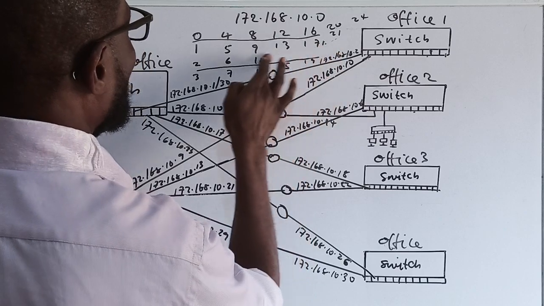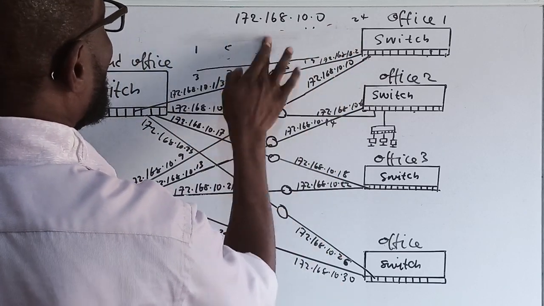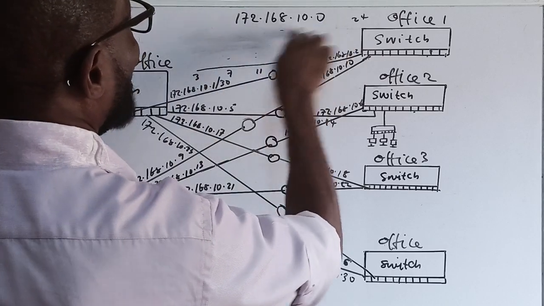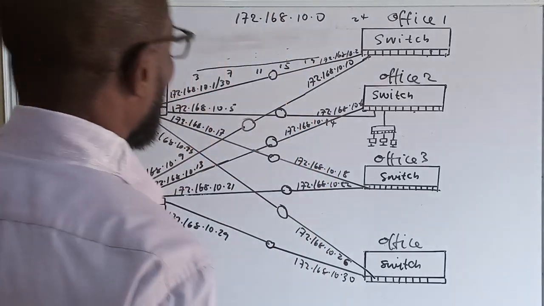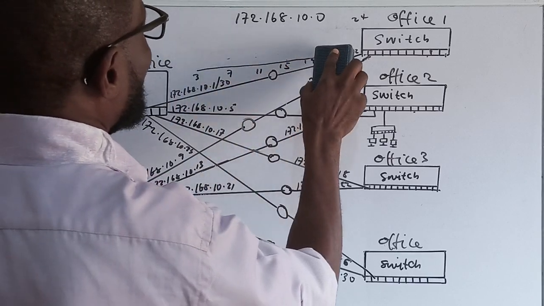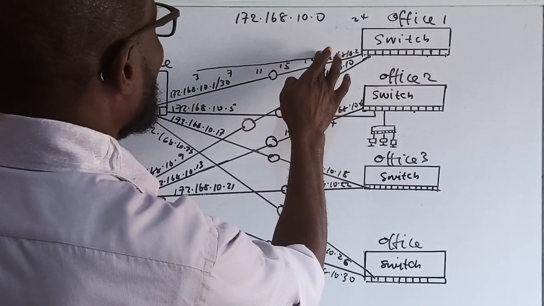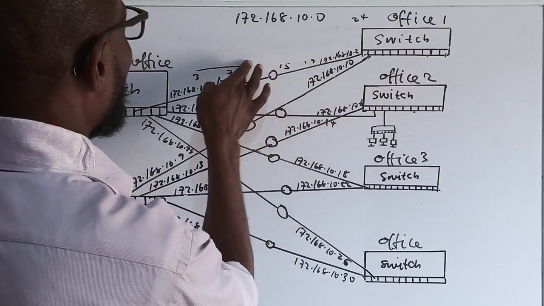So you can see how I did this subnetting. From this IP address space here, I was able to generate the addresses that can be assigned from link to link.